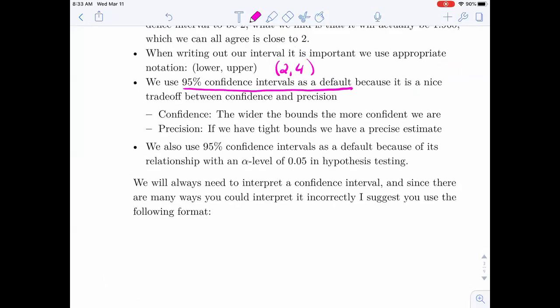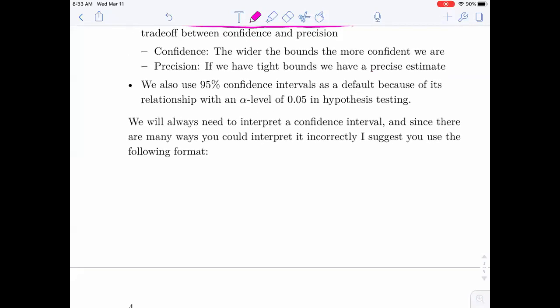All right, here's our interpretation. You will always need to interpret a confidence interval. In fact, usually confidence interval questions are 3 or 4 marks. Half of those are going to be the calculation. The other half will be the interpretation. So if you don't do the interpretation, you can only get half marks. How's that fair? It's a math course. It's not. It's a stats course. So that's why we're the evil of both sides.